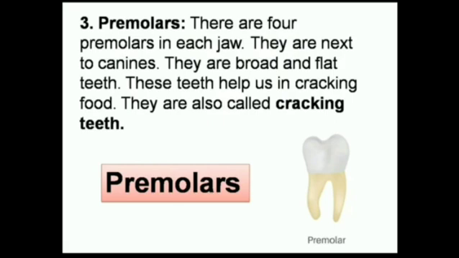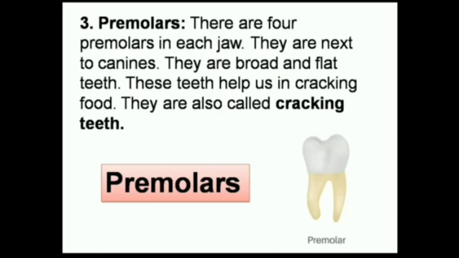Now what are they called? They are called premolars. There are 4 premolars in each jaw. They are next to the canines. They are broad and flat teeth. These teeth help us in cracking the food, so they are also called cracking teeth, and we know them also as premolars.